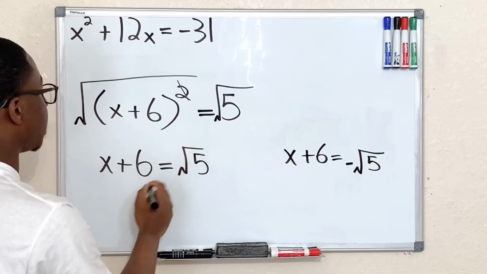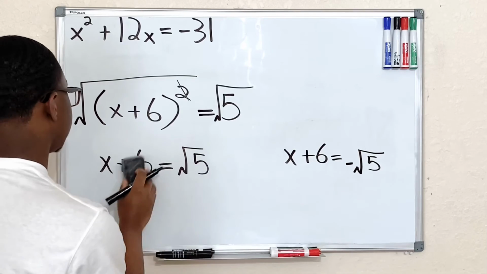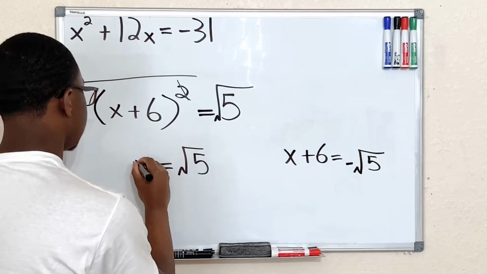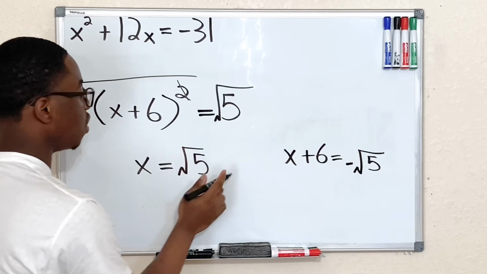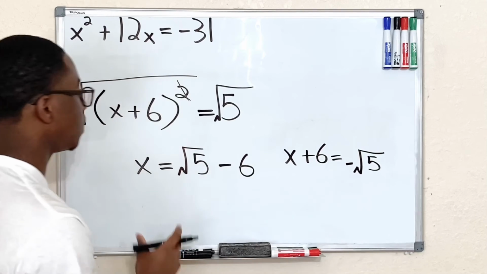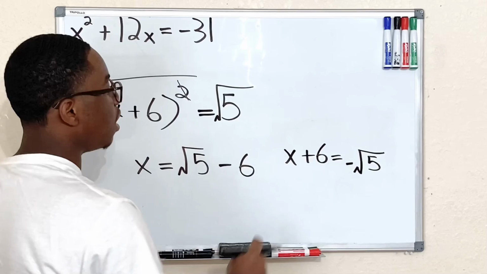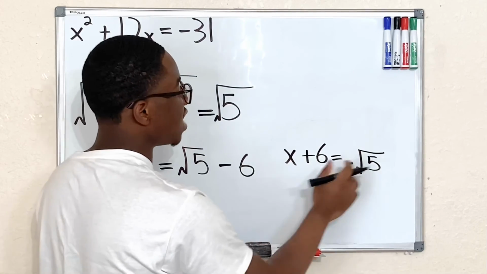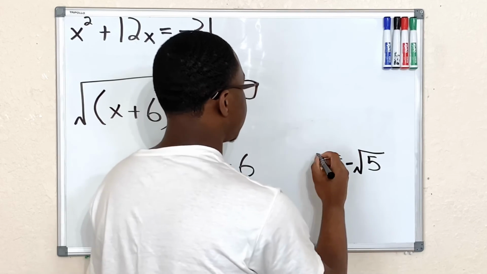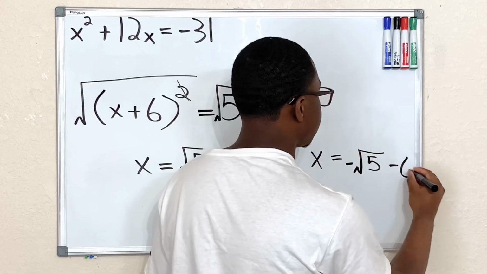So now we're going to subtract 6 from both sides, and that would leave us with x. So to make life easier, it'll be x is equal to the square root of 5 minus 6, right? X is equal to the square root of 5 minus 6. Now on this side, we're going to subtract 6 from both sides. So therefore the answer to this would be x is equal to the negative square root of 5 minus 6.